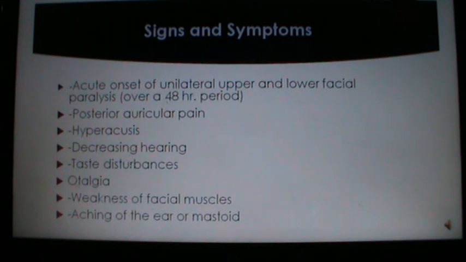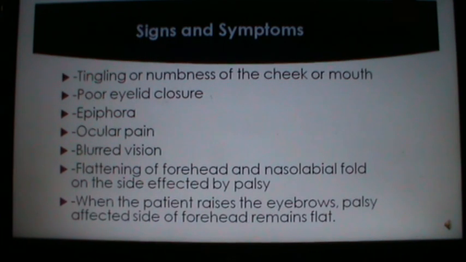Hyperacusis. This means sensitivity to a range of sounds is decreased in Bell's palsy. Decreased hearing, taste disturbances, otalgia, that is the pain in the ear, weakness of facial muscles, aching of the ear or mastoid. Other signs and symptoms are tingling and numbness of the cheek or mouth, poor eyelid closure, epiphora, ocular pain, blurred vision, flattening of the forehead and nasolabial fold on the side affected by the palsy.